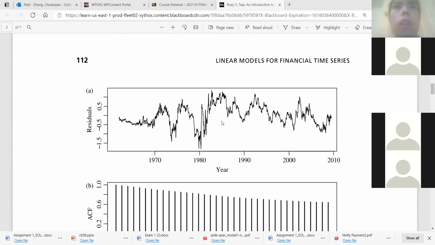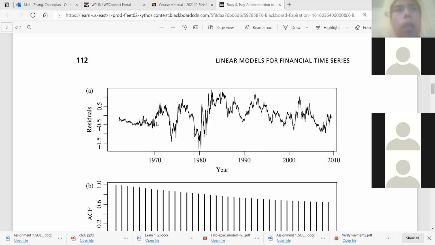So this graph shows the residuals from the first model we just discussed, right? How do you think about this time series? Do you think the residuals are correlated as time passes by? It's hard to say, definitely. I'm not so sure, but there's something interesting to look into.